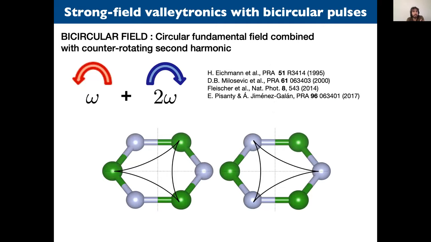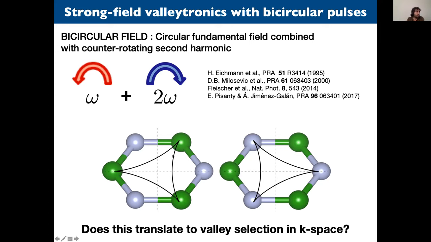So our method consists of using fields tailored to the symmetry of the lattice. In this way, depending on their orientation, they can address differently the two triangular sublattices of these 2D systems. So this threefold pulse is made by the combination of a circularly polarized fundamental field with its counter-rotating second harmonic. And this pulse can be rotated, so from here to here, on a sub-laser-cycle timescale by only changing the time delay between this omega and two omega pulses. So this pulse was first generated in the 90s, and now it is routinely produced and characterized at many labs.